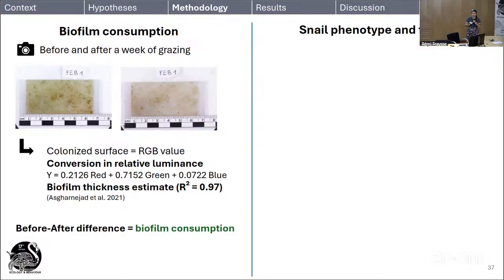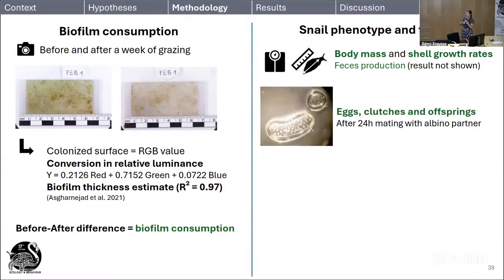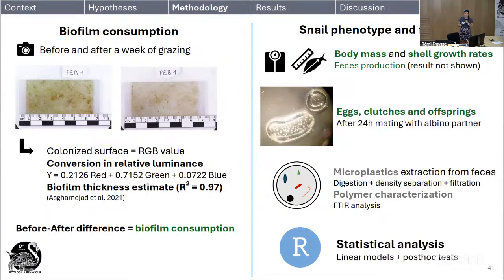I also looked at snail phenotype and fitness. So I measured the body mass and shell growth every week, and also the feces production that I will not have the time to show you today. After the experiment, I allowed the snails to mate, and I measured some fitness parameters like eggs, clutches, and offspring produced. And I also extracted the microplastics from their feces, and I characterized the polymer of these microplastics using FTIR analysis. Obviously, I did some statistical analysis of all of this data, and now I'm going to show you a bit of the results.